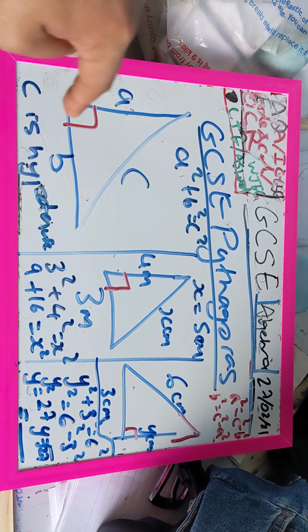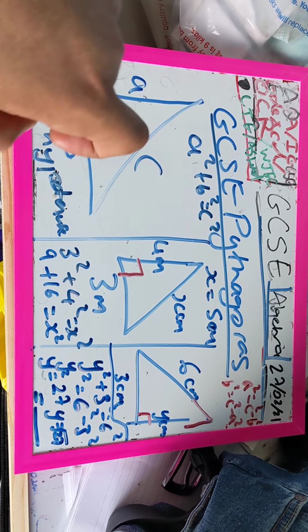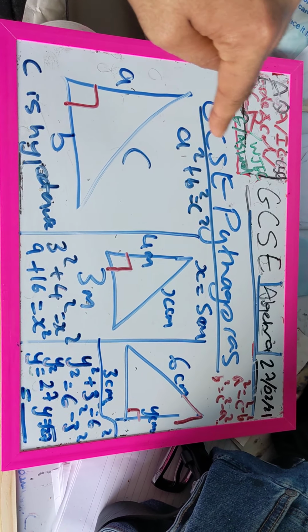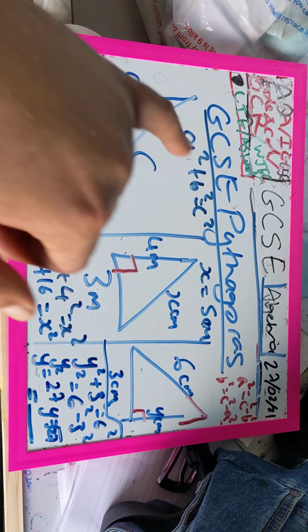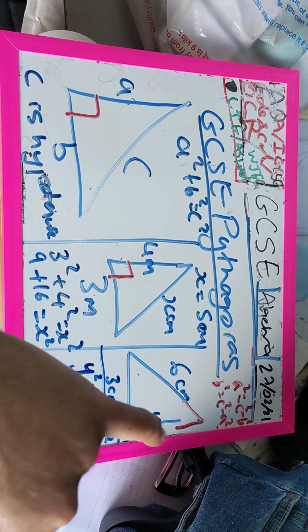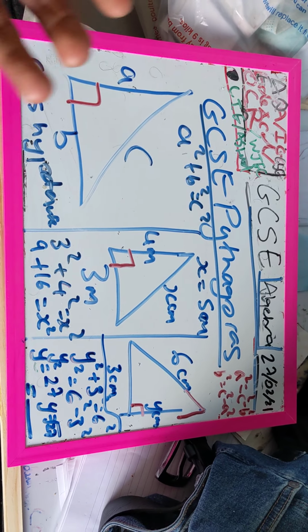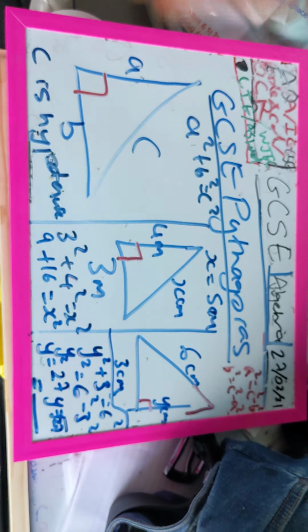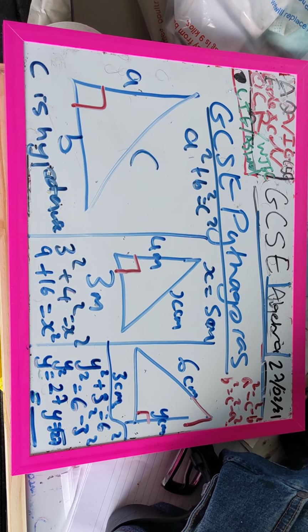So I've got the length A here, the length B and the length C. Now C is what I call the hypotenuse. I've got a squared plus b squared equals c squared. That can be rearranged to make a squared equals c squared minus b squared, or b squared equals c squared minus a squared. Now to work out the length, you'd obviously square root your answer, where necessary.